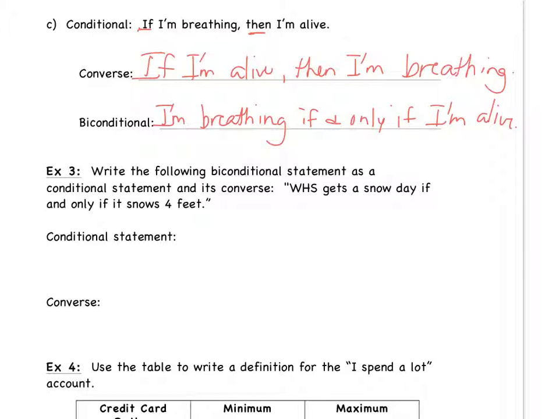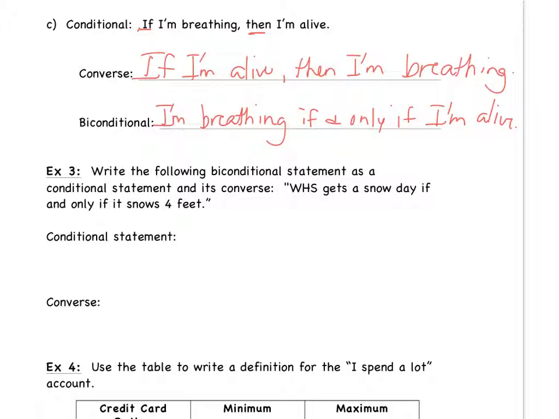Going to example number 3. Write the following biconditional statement as a conditional statement and its converse. So now I'm taking the biconditional statement and I'm breaking it into the two statements that I had before that I combined. So I'm kind of working backwards here. And the statement is, WHS gets a snow day if and only if it snows 4 feet.